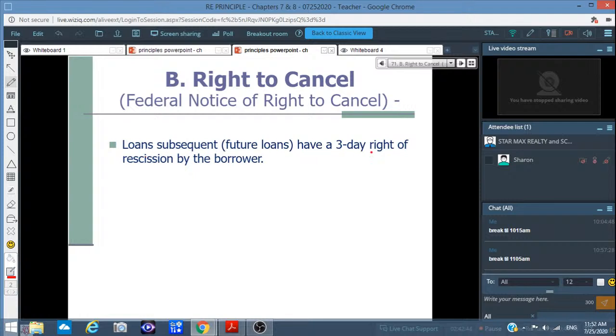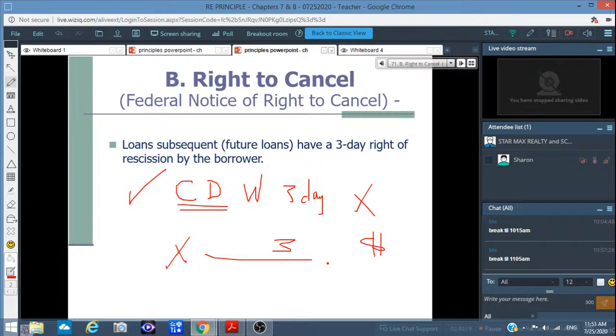Right to cancel, federal notice of right to cancel. Loan subsequent, future loans have 3 days of right of rescission by the borrower. So the new way of the TRID doing it, once they issue the CD, the closing disclosure, okay, you wait 3 days, calendar days, right? Then you sign loan docs, then they fund. Okay, that's the way they do it now. Okay, before you sign the loan docs, you wait 3 days, then it takes effect. So anytime within those 3 days, okay, they could cancel. Okay, so they're not doing it this way. Okay, they let you wait 3 days, 1, 2, 3, and then you sign.